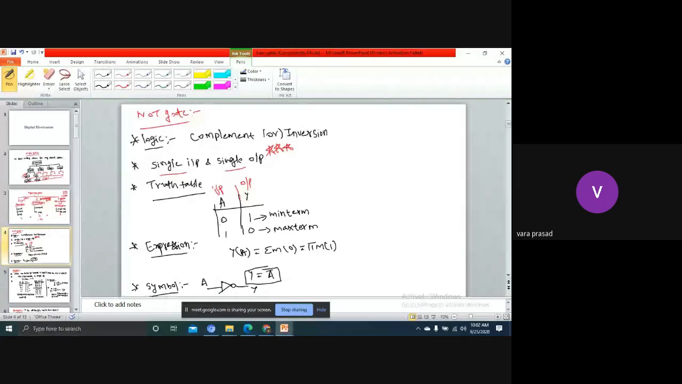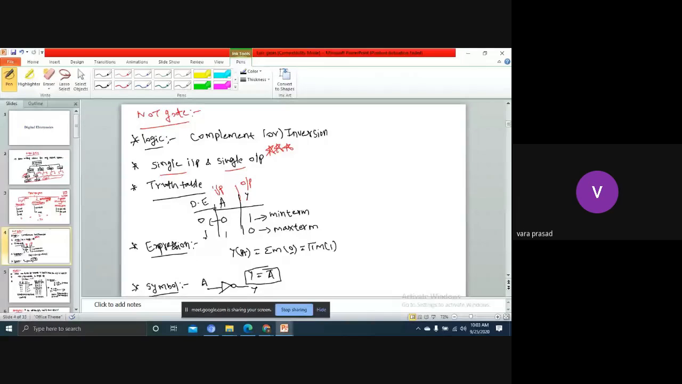Okay, summation m of 0. Here the decimal equivalent is 0, 1 only. Okay, here 0 is the maxterm, and the respective decimal equivalent is 1. That's why pi M of 1. Summation m of 0, here only one combination we are having, m of 0.